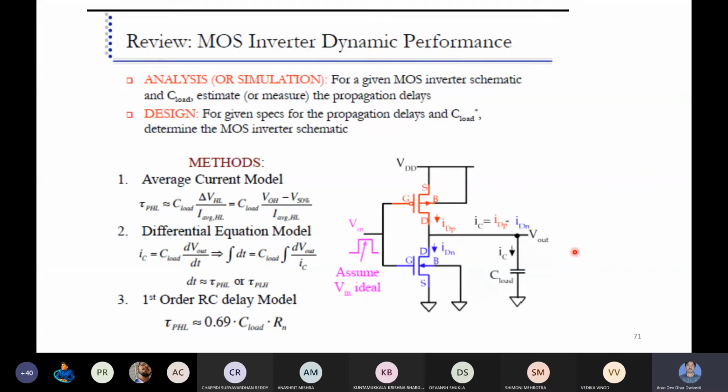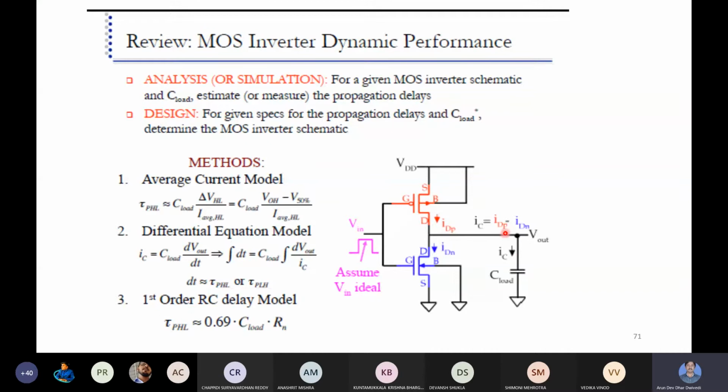So we can see this TPHL. Here this is the inverter, this is the PMOS, this is the NMOS, body is grounded, source is grounded. IDP is the current at the drain of the PMOS, here is IDN, and this is the current going into the load. Here we are considering this load, C load, and it is having current IC.